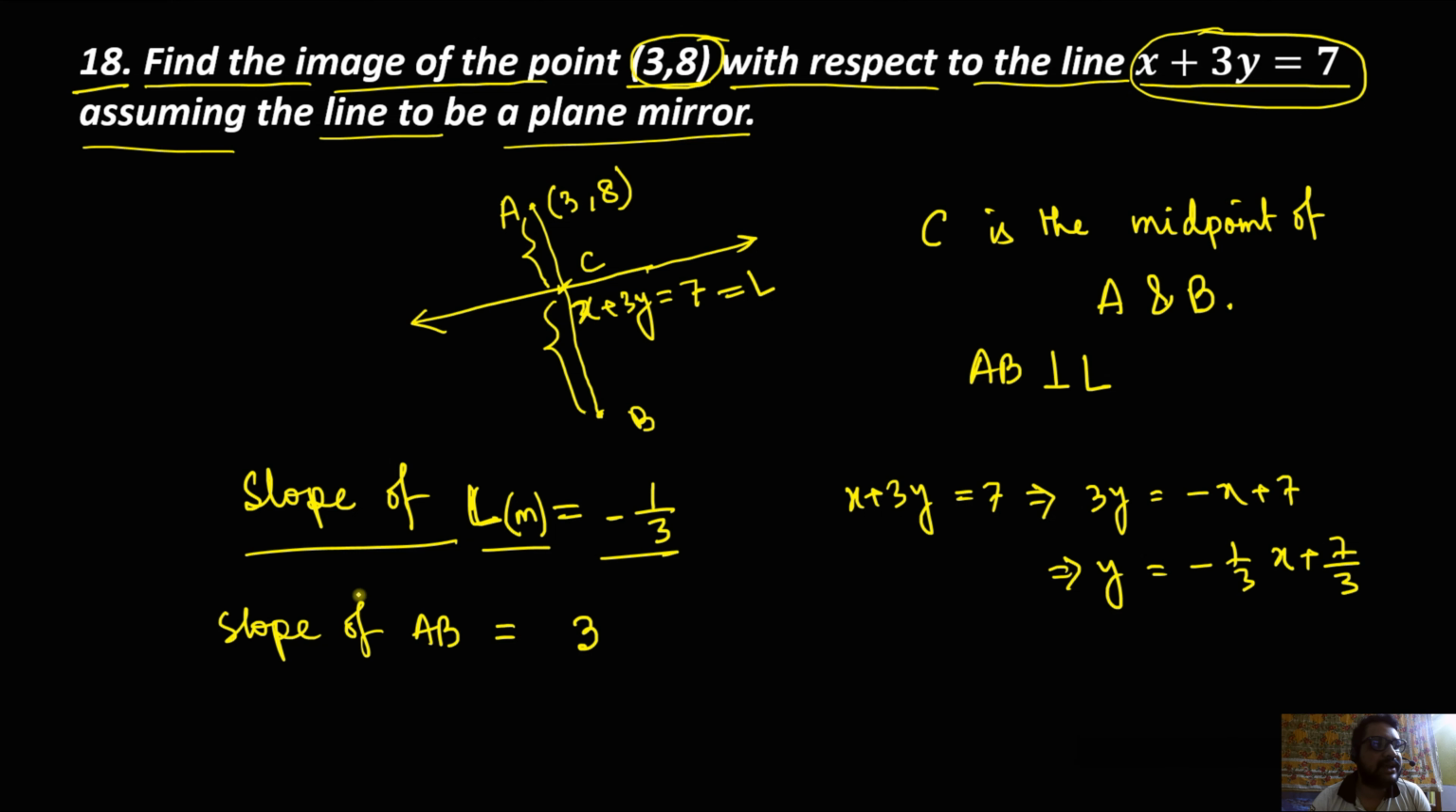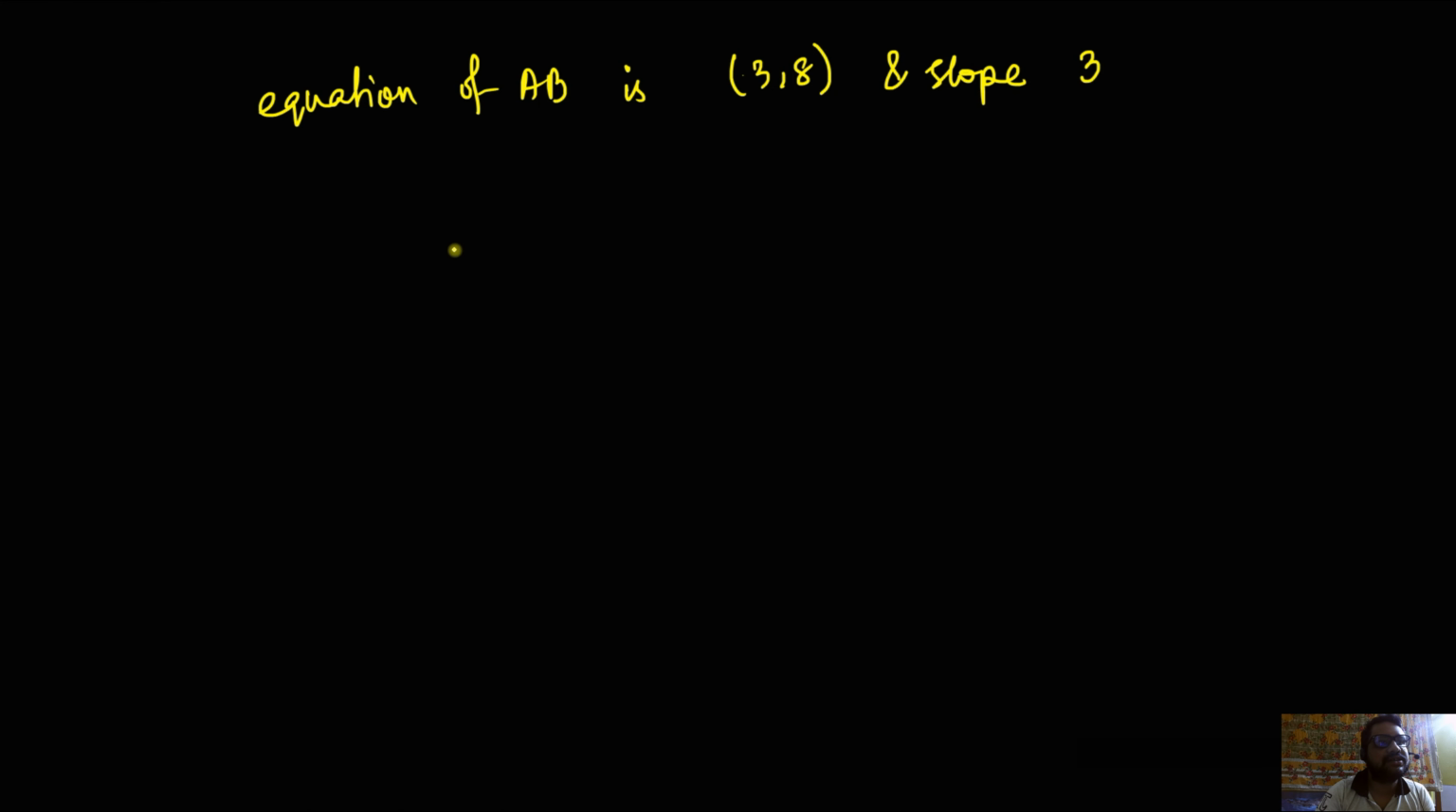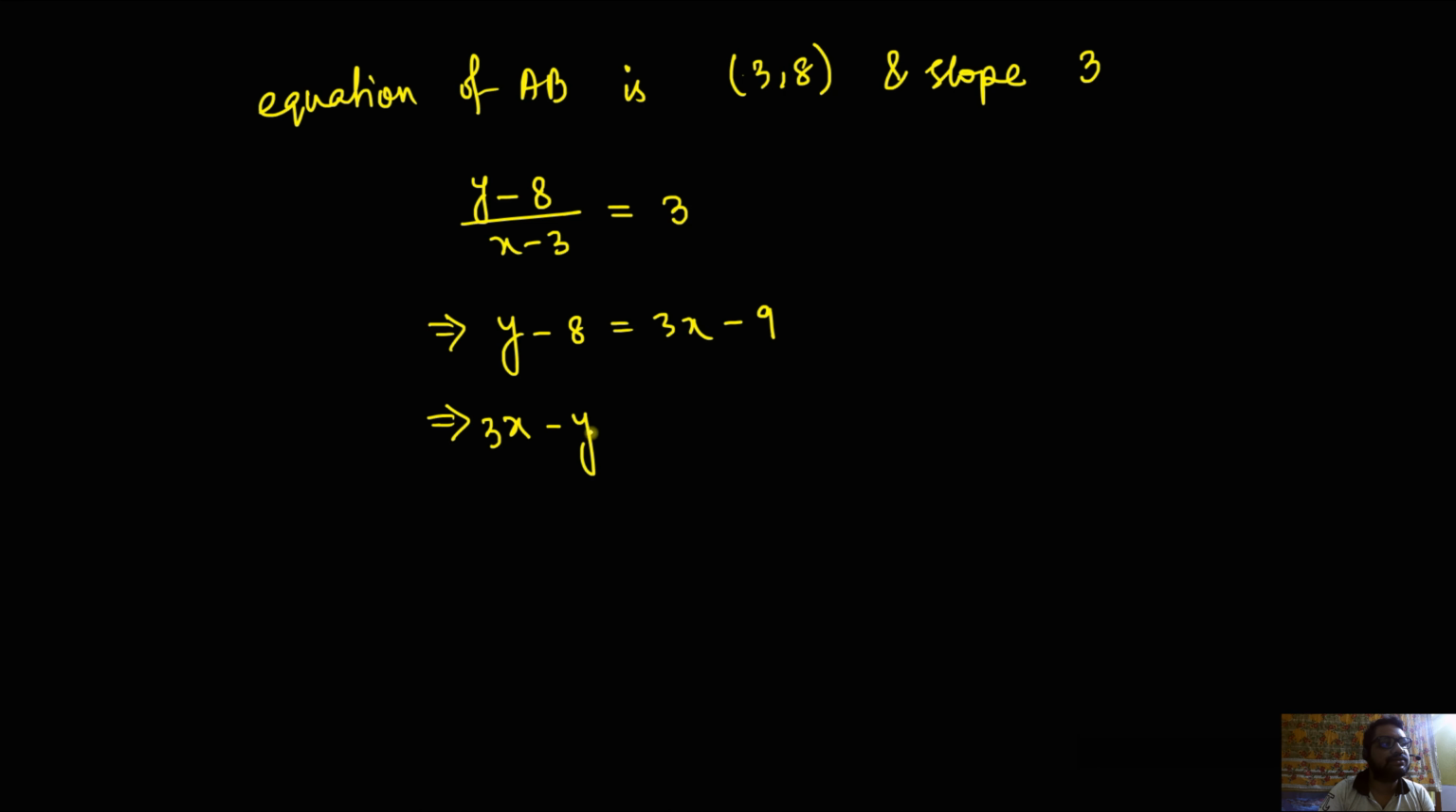So now we can find the equation of AB. We have one point, that is (3, 8), and the slope is 3. So we have the equation (y - 8)/(x - 3) = 3. That means y - 8 = 3x - 9. That means 3x - y - 9 + 8 = 0. That means 3x - y - 1 = 0. This is the equation of AB.